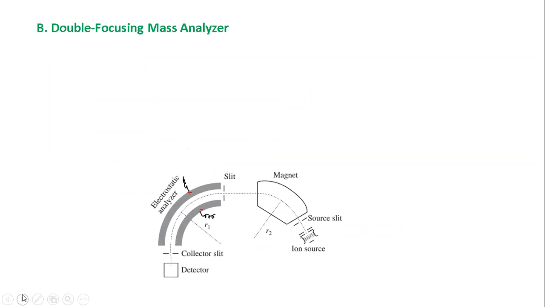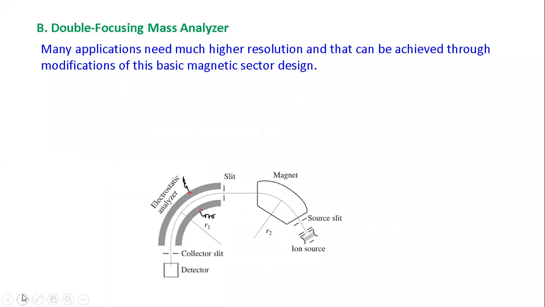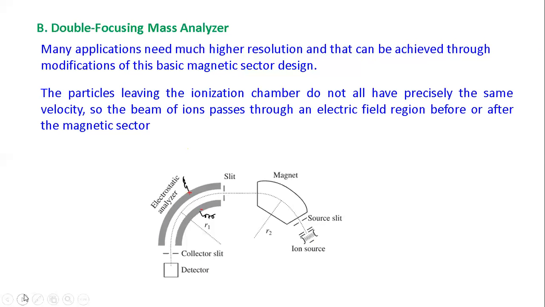Double focusing mass analyzer: for many applications you need higher resolution. Okay, and that can be achieved through the modification of what we have seen in the last class, the magnetic sector analyzer. That design has to be modified for better resolution. So I'll tell how it can be done.